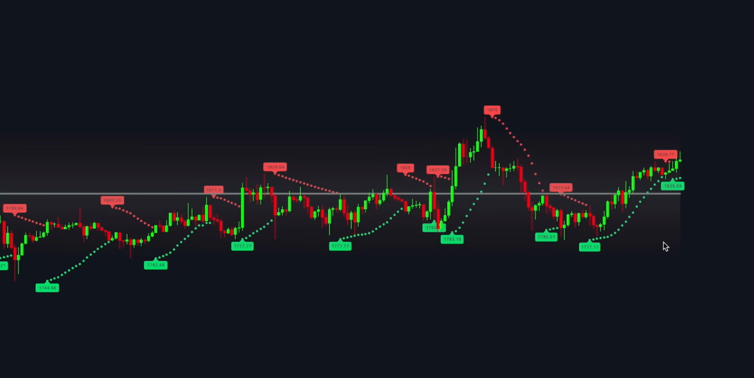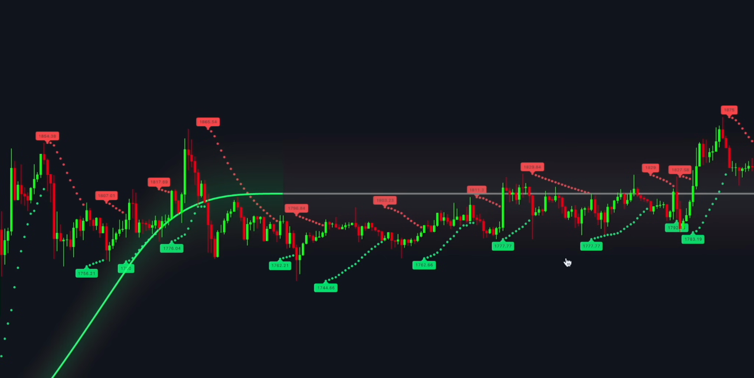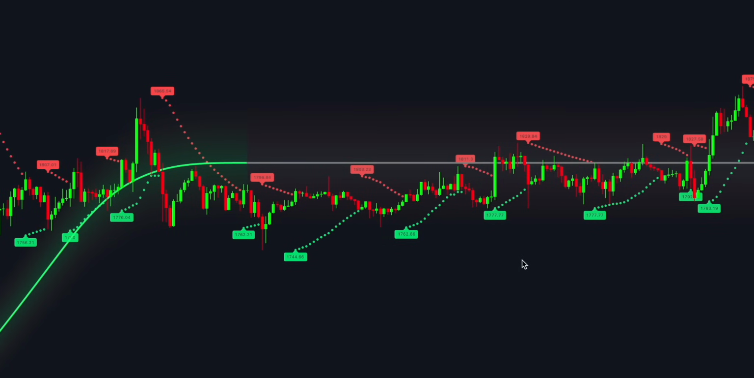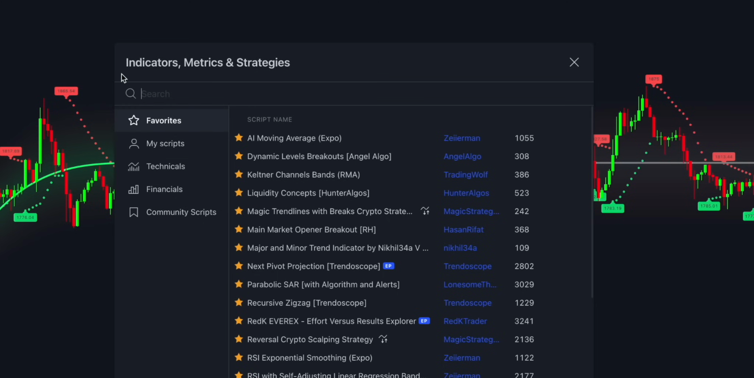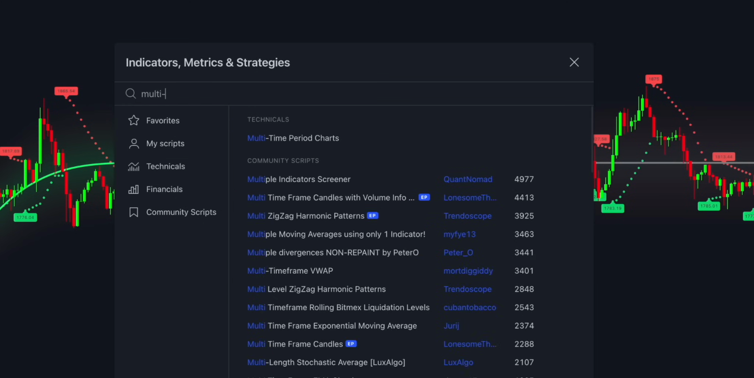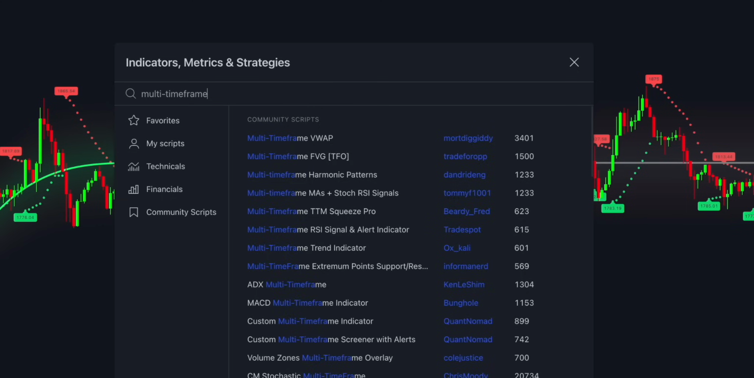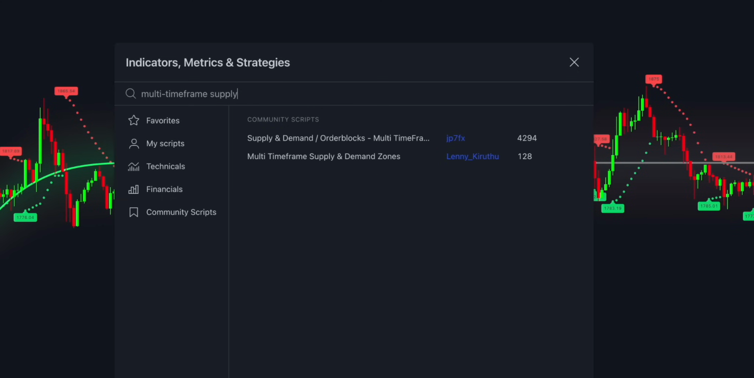However, I want you to increase your odds of success even further. That's why let's add a 3rd indicator to our setup. Open the indicators again and search for Multi-Time Frame Supply and Demand Zones by Lenny Caruthu. This new supply and demand indicator was released a couple of weeks ago. Not many traders know about this gem yet.